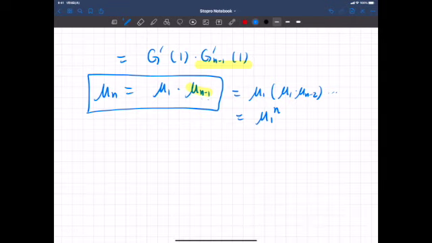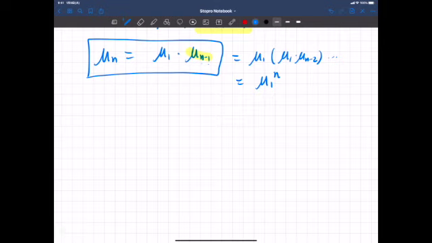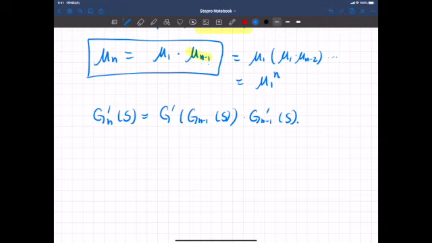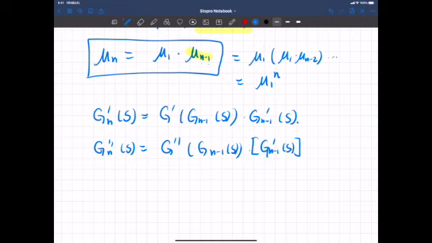Very easy. Next, we want to find the variance. For that, we need to calculate the second derivative of the generating function. So let's see. The first derivative, by the chain rule, will be g prime of gn minus 1 of s times gn minus 1 prime. And the second derivative would be g double prime of gn minus 1 of s times gn minus 1 prime squared, plus g prime of gn minus 1 of s times gn minus 1 double prime of s.